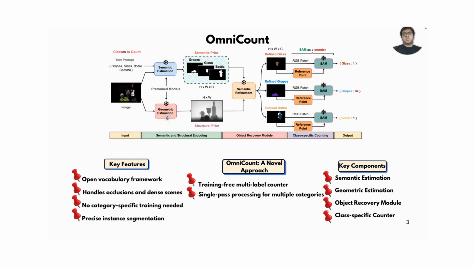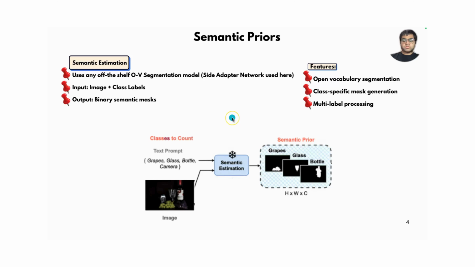OmniCount is built on an open vocabulary framework, enabling it to count objects from diverse categories without category specific training. Our framework processes multiple categories in a single pass, making it faster and more scalable than traditional methods. OmniCount consists of four main modules: the semantic estimation module, the geometric estimation module, the object recovery module, and the class specific counter. We start with the first component, the semantic estimation module.